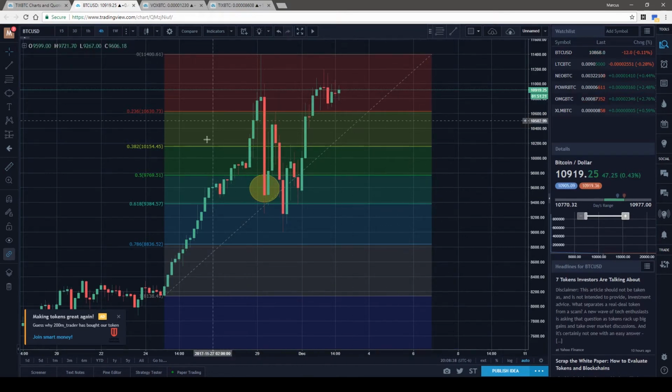So this is kind of the basics as to Fibonacci. I won't go too much in depth, mainly because I don't know too much about it, and I don't want to give you guys false information.